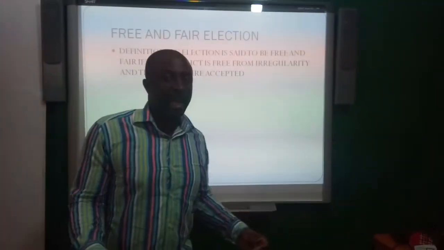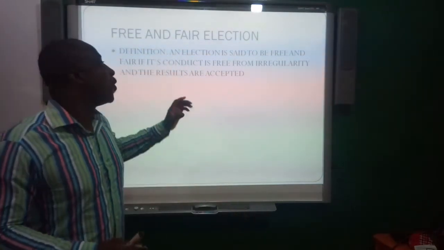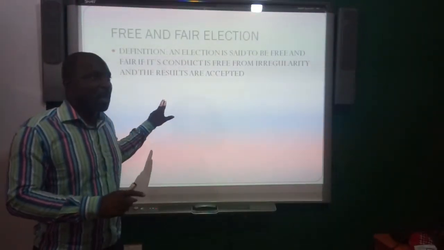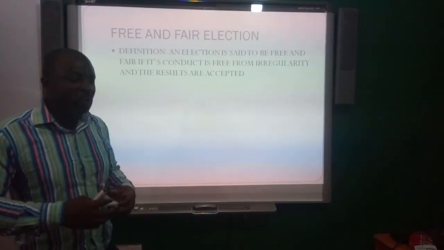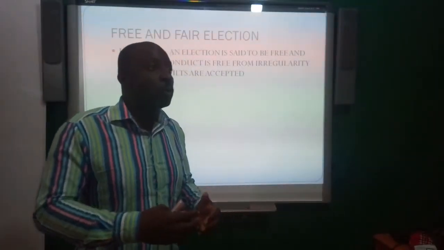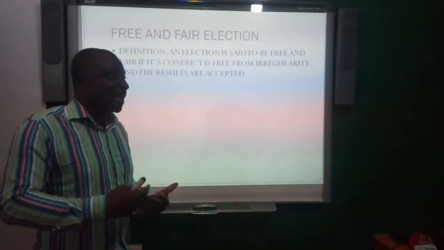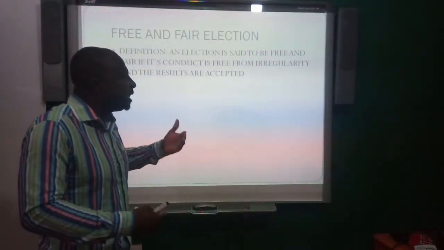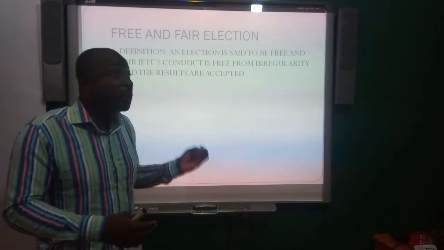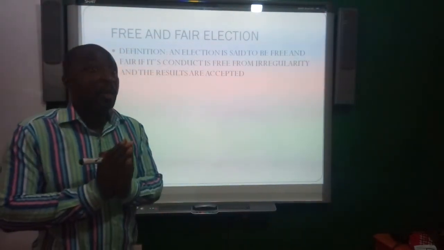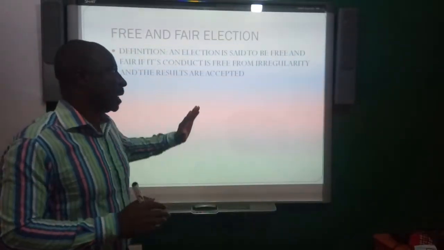And we need it as a state in order for our choice of candidate to be accepted by all. But one thing that we have observed is not all countries are able to have free and fair election. At times, after election, some countries dispute the results by refusing to accept them, not as it always happens in Ghana, where losing candidates accept.